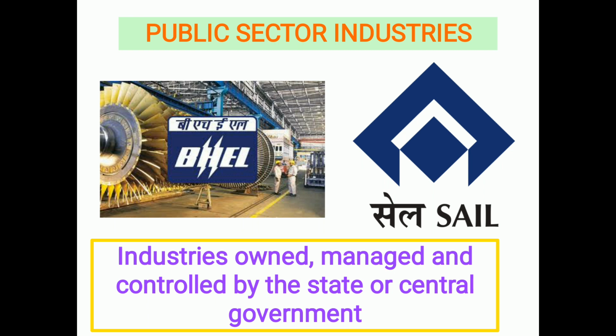The main aim of the public sector industry is to meet the benefit of the public rather than to make profits. So it is not a profit oriented industry, but it operates for the benefit of the public. The price of the products in the public sector is fixed through planning. Examples are BHEL, SAIL, Indian Railways, Indian Oil Corporation, etc.